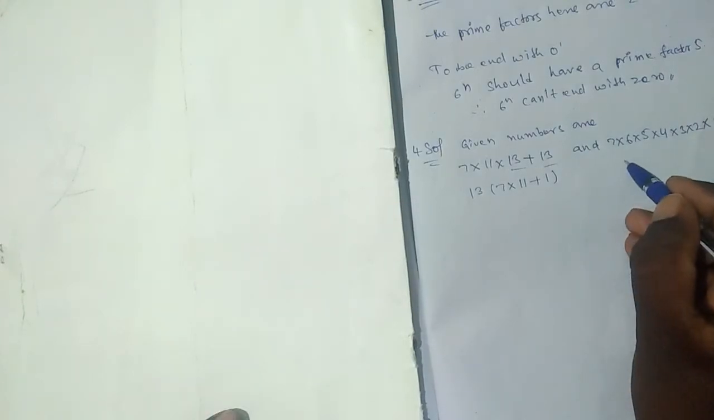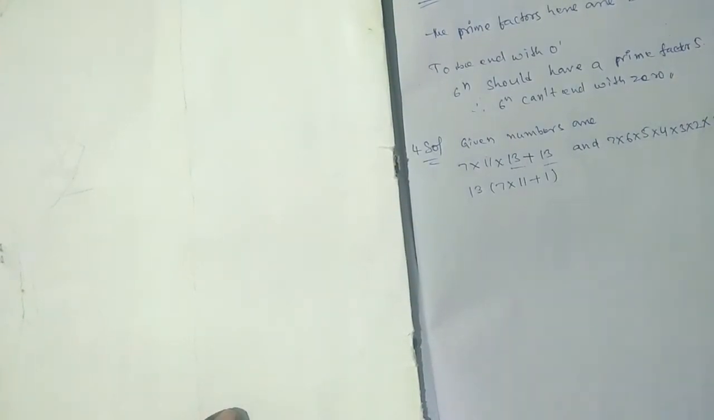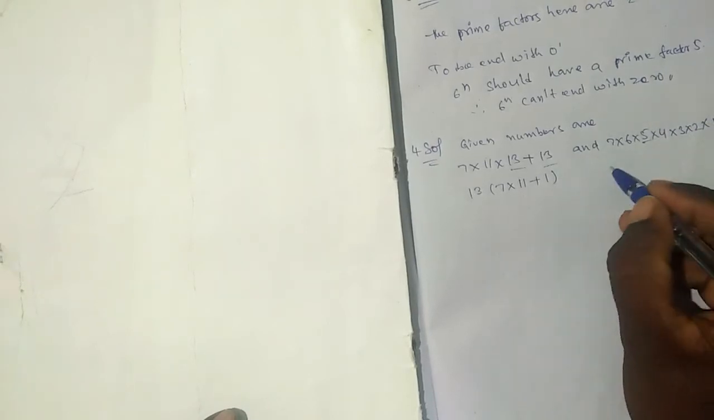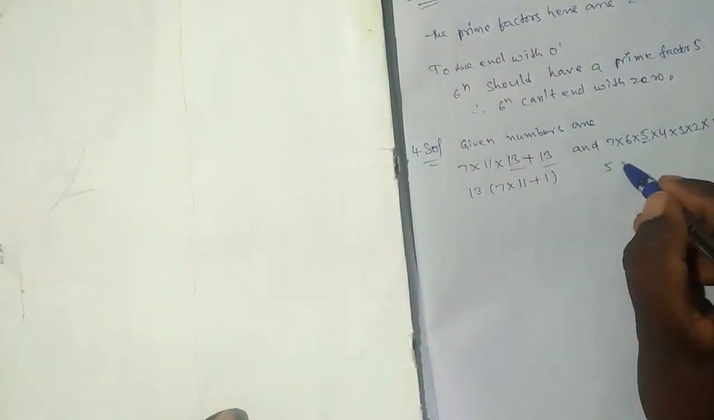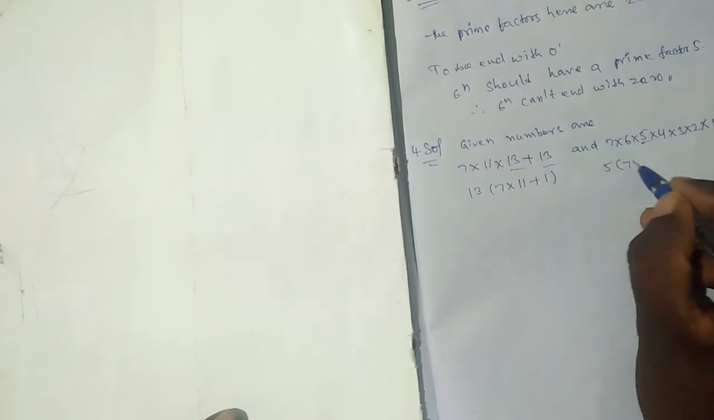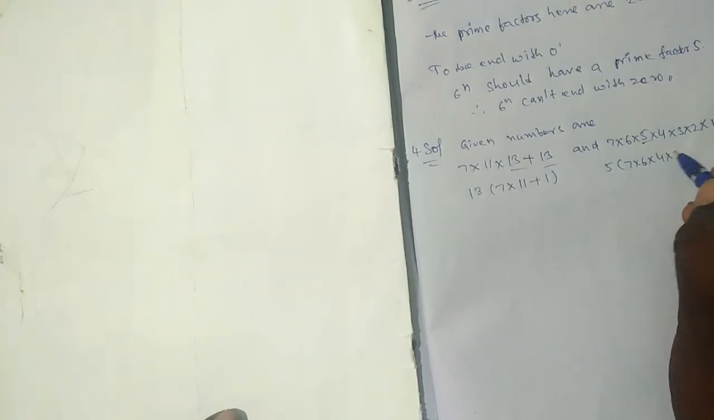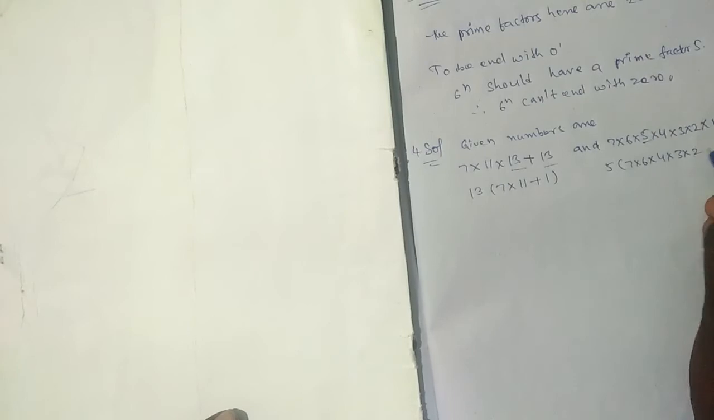And here 5 and 5 are there. I am taking the common factor out in this number. So 7 into 6 into 4 into 3 into 2 into 1, no need to write the 1, plus 1.